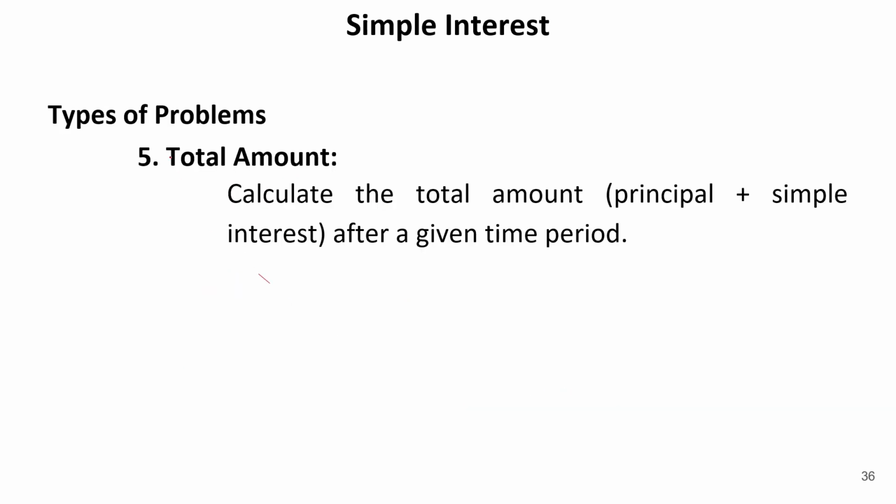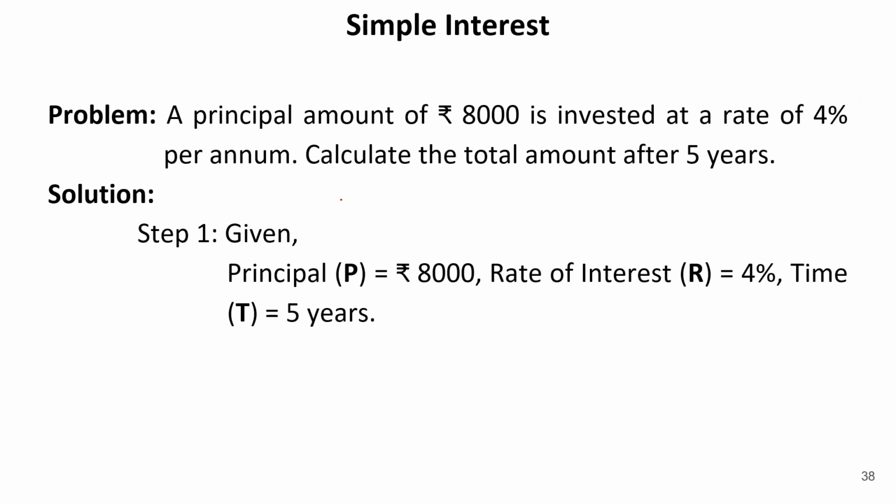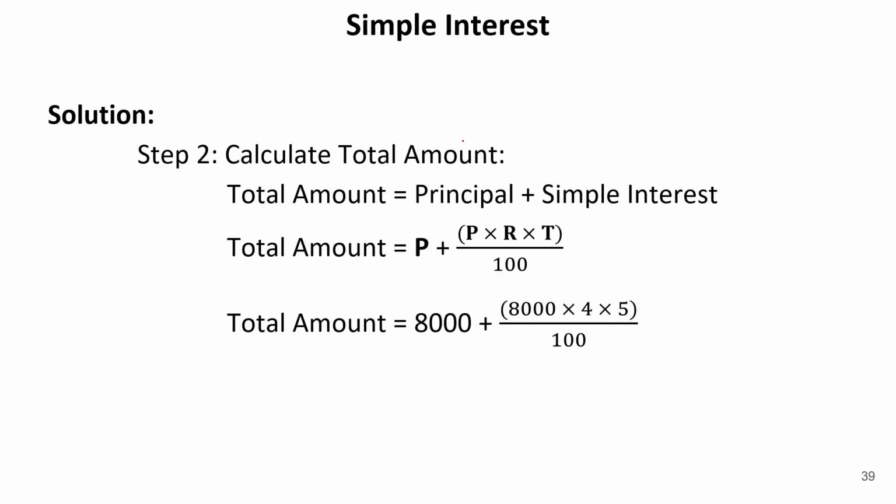So let's see the fifth kind of problem, that is calculate the total amount, that is principal amount plus simple interest, after a given time period. So a principal amount of 8,000 is invested at a rate of 4% per annum. So calculate the total amount after 5 years. So given principal amount is 8,000, rate of interest is equal to 4%, and time period T is equal to 5 years. Okay. So calculate the total amount.